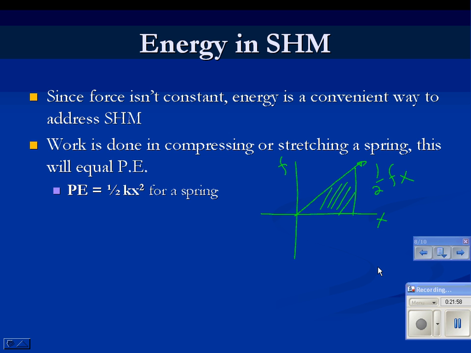And for a spring, remember from Hooke's law that force is equal to negative kx, right? So 1/2 negative kx times x, or 1/2 kx squared, is the work done, which is the same thing as the potential energy. So that's where that equation came from.